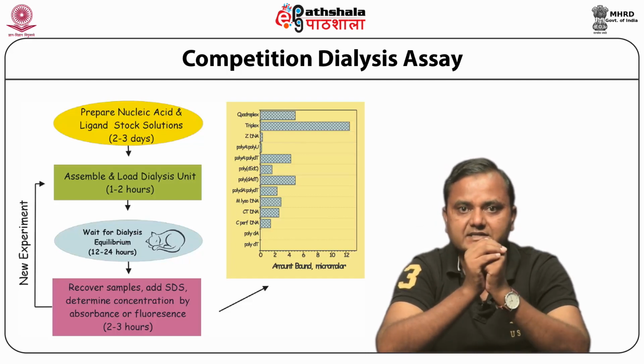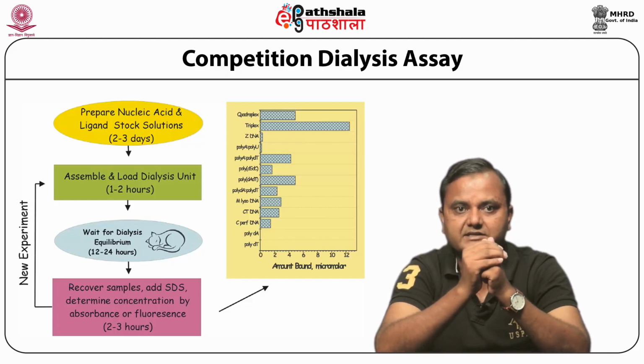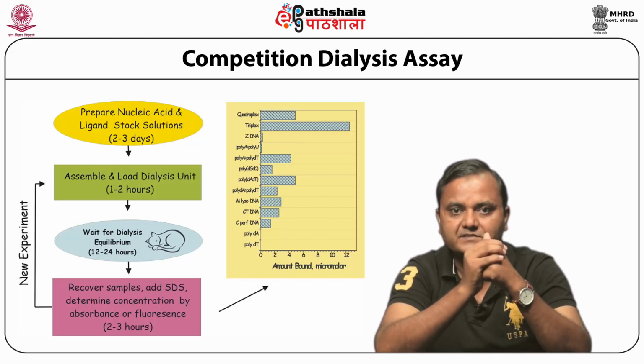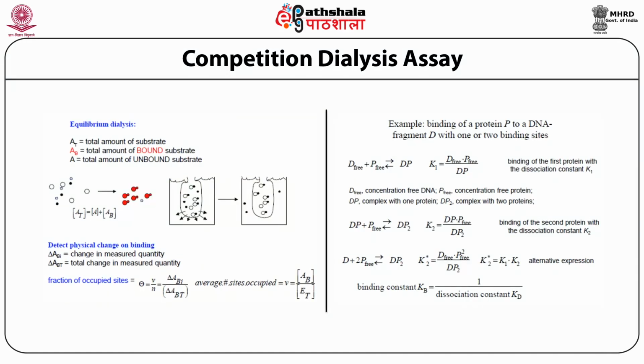The competition dialysis assay provides a direct and quantitative measure of selectivity and unambiguously identifies which structures or sequences within the same sample array are preferred by a particular ligand. Here we describe the competition dialysis assay. We simply put the DNA molecule in the dialysis bag and keep it in different types of ligand. AT is the total amount of substrate, AB is the amount of bound substrate, and A is the amount of unbound substrate. So A total equals A bound plus A unbound.